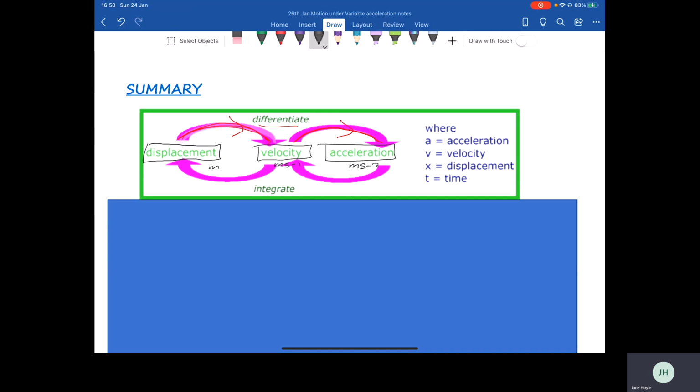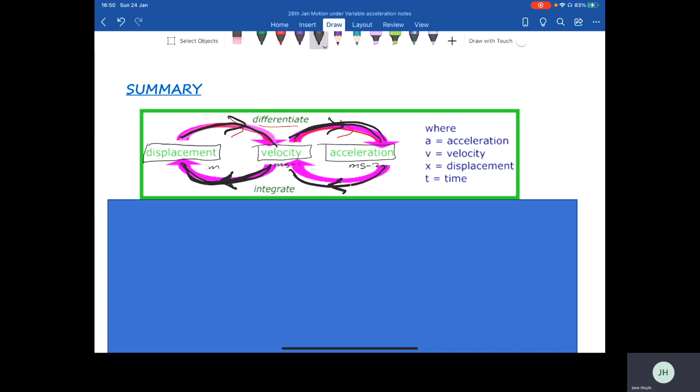Going the other way, if I wanted to go from acceleration to velocity, we would do the opposite process of differentiating. I know that going that way is differentiating, going the other way is integrating. If we find the area under a velocity time graph, that is a displacement. There we integrate. So going to the right, we differentiate, going to the left, we integrate.